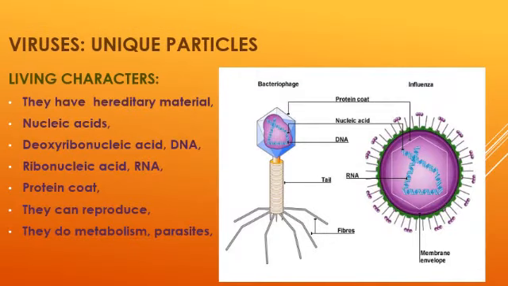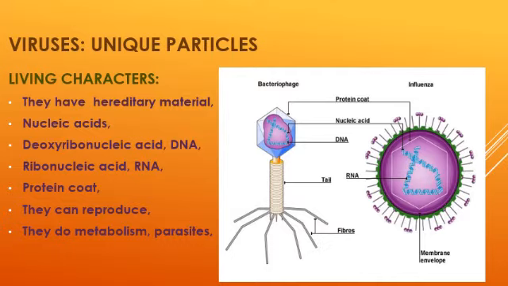Living characters of viruses include presence of hereditary material, that is DNA or RNA, inside a protein coat. DNA is deoxyribonucleic acid and RNA is ribonucleic acid. They can only reproduce inside a host cell because they have either DNA or RNA, but for reproduction they need both types of nucleic acids.